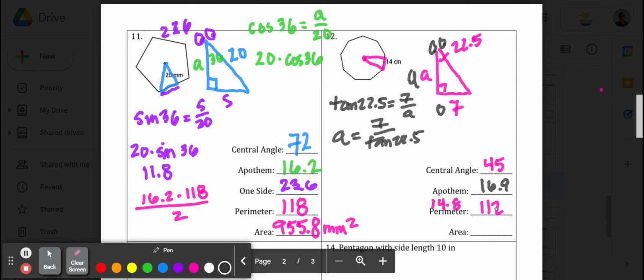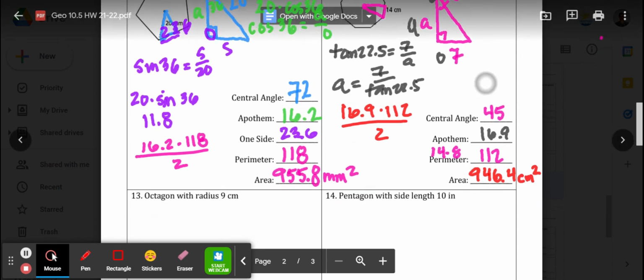And then we just multiply apothem times perimeter, divide by 2. So we get 16.9 times 112 divided by 2. And we finished that one in what we call record time. 946.4 square centimeters. Killed it. Okay, good. Moving on down.